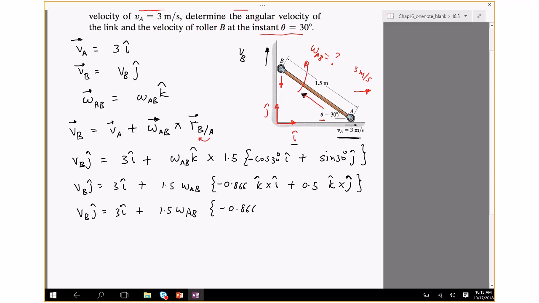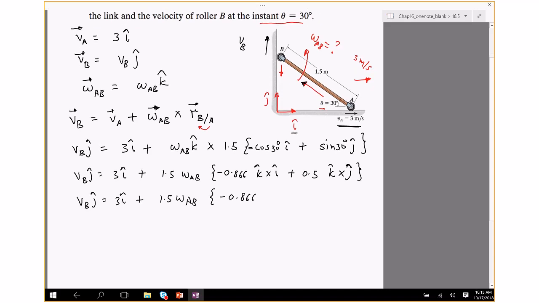So k cross i is j, and there are multiple ways of remembering how to find k cross i. This is just my preferred way of doing it. I draw a circle, I put i, j, k, so that when I go from i to j, from j to k, I'm going counterclockwise, because counterclockwise is positive. And then I try to find what is k cross i. I need to go from k to i in the counterclockwise direction. So it's going to be j with a positive sign.